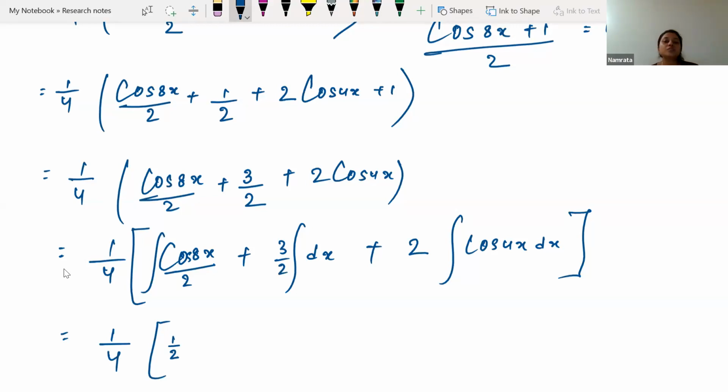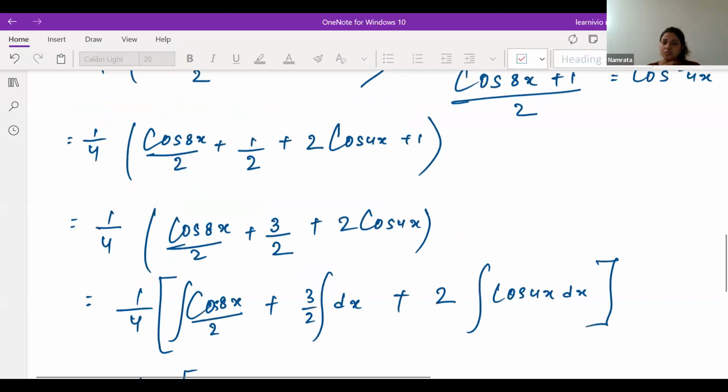What's the integration of cos x? What will be the integration of cos 8x? You have gone ahead and you must know what will be the integration of cos 8x. Cos x integration is sin x. And what will be the integration of cos 8x? Anybody?